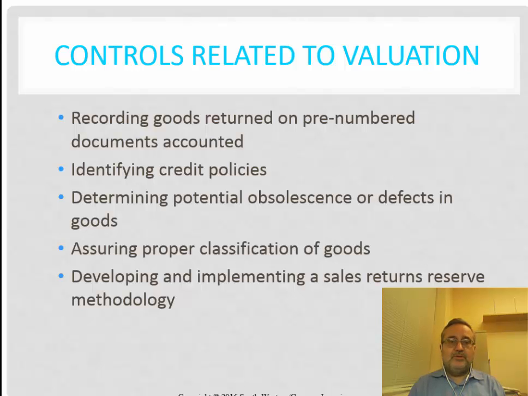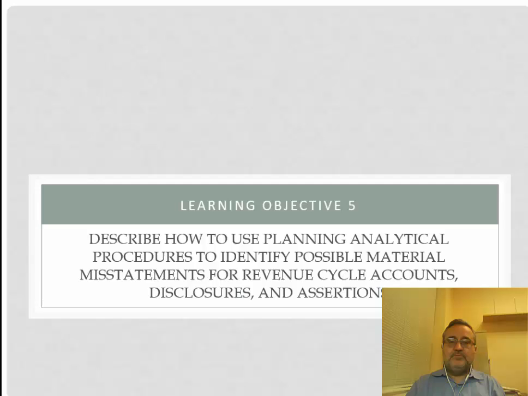We clearly want to have proper classification and develop and implement a sales return reserve methodology. So very similar to what we might do in terms of assessing our allowance for doubtful accounts. We can assess sales with a reserve allowance, and this essentially smooths the impact of returns on revenue and creates a mechanism where we're able to track the sales returns a little bit better.